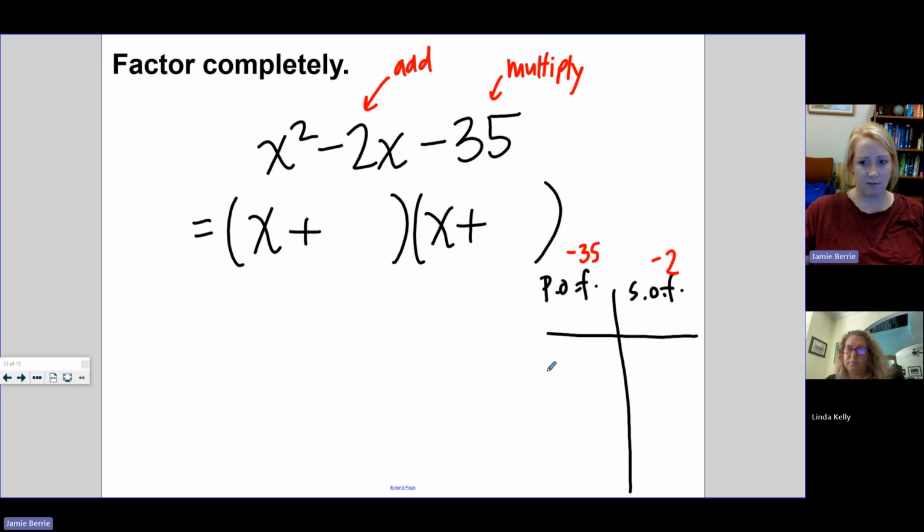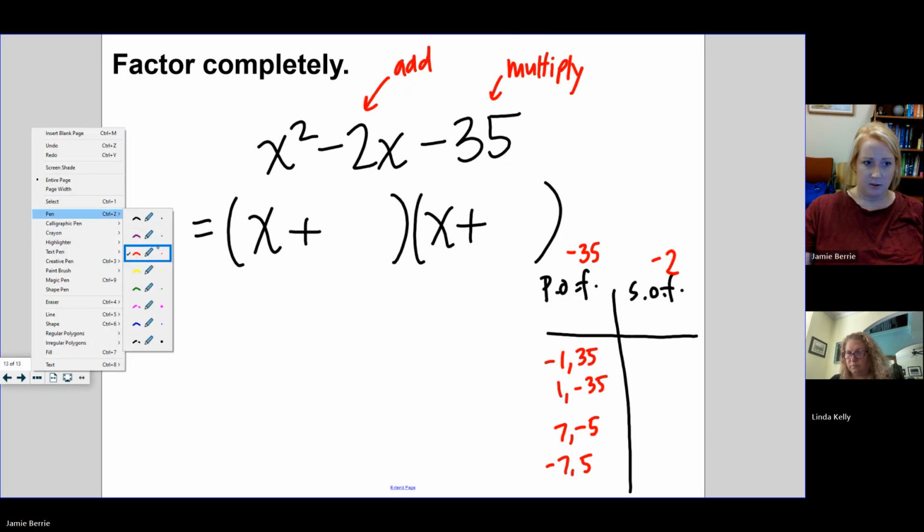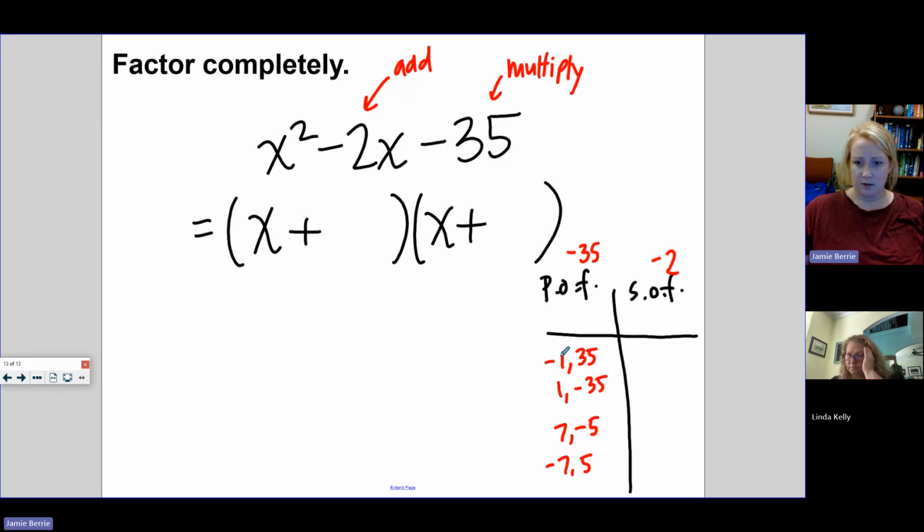35 does not have a lot of factors. So negative 1 times 35, or positive 1 and negative 35. And also 7 and 5. So let's do 7 and negative 5, and then negative 7, positive 5. Okay, so now we're just going to add those together.